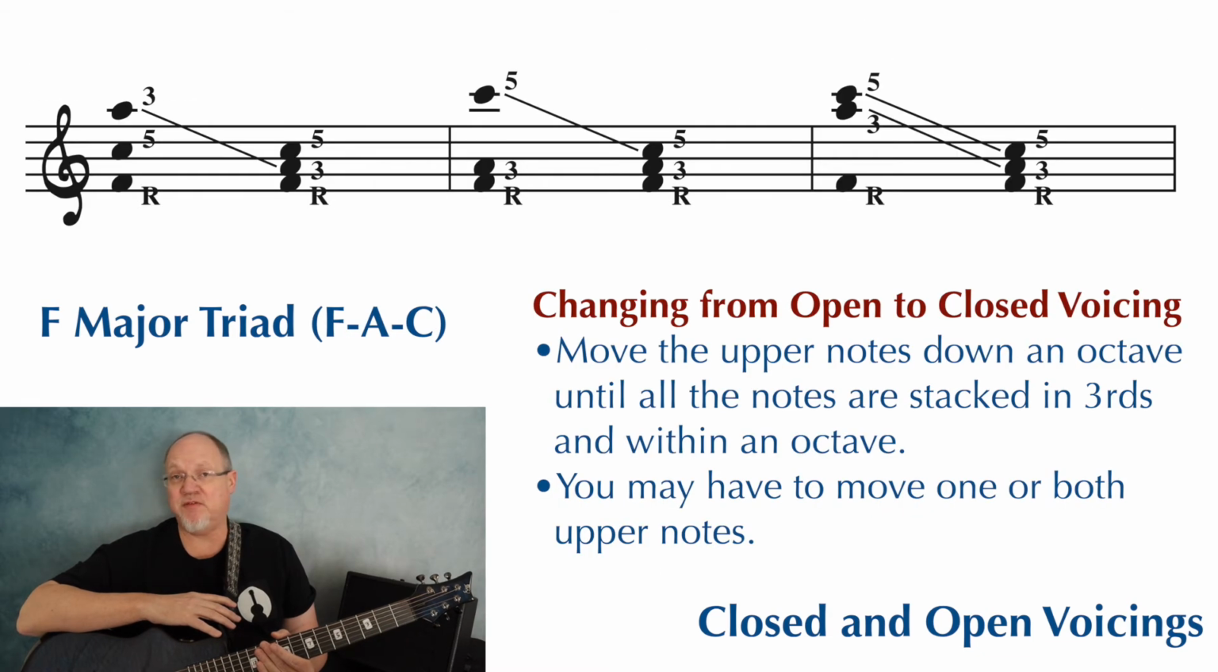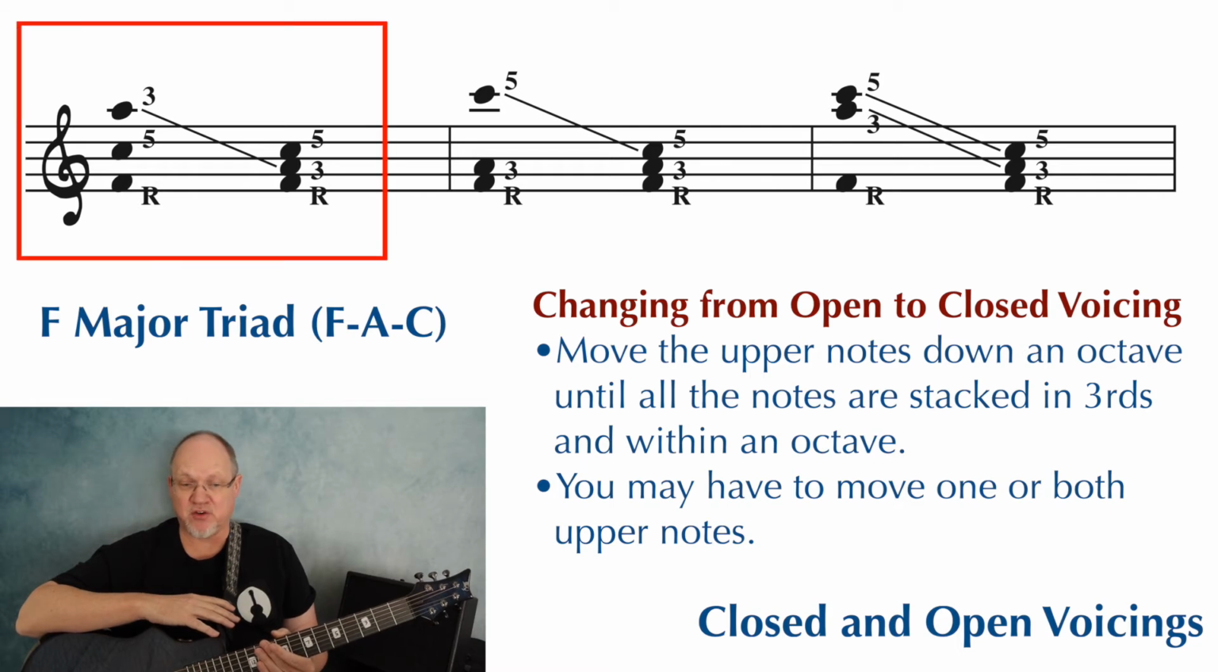To change an open voiced chord into a closed voiced chord, move the upper notes down an octave until all the notes are stacked in thirds again. Here we have an F major chord in open voicing. We have a root and a 3 and a 5, but the third is up an octave. If you want to change that to closed voicing, you could take the third, that high A, move it down between the F and the C, so they're all stacked in thirds, nice and neat.